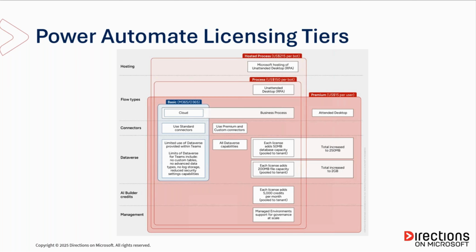Now, process is similar to Power Apps per app. It's essentially a per flow license, and it can be used to support unattended flows. Hosted process is the same as the process license, but it adds Microsoft hosting of unattended flows, so customers don't have to have their own dedicated resources to run those flows locally.